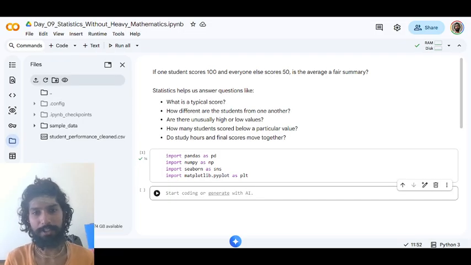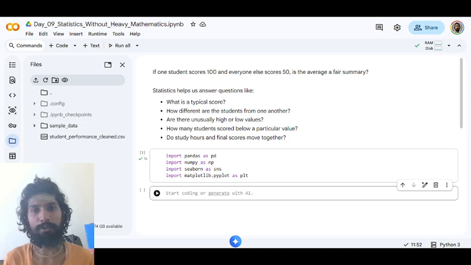Let us now quickly understand the role of each library. Pandas helps us work with tables and data frames. NumPy helps us perform numerical operations. Seaborn helps us create statistical visualizations. Matplotlib helps us customize and display charts.